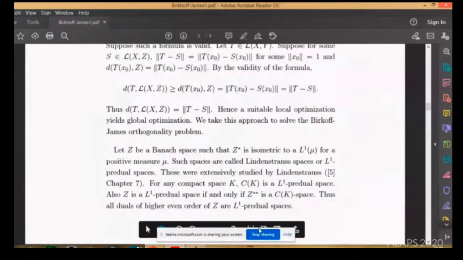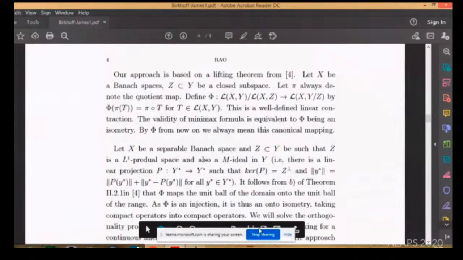And these are spaces that were essentially studied by a well-known, and of course a great, functional analyst, Joram Lindenstrauss. Lindenstrauss has studied it, and his monograph is called Extensions of Compact Operators. So it is clear that somehow these are the kind of setup where you would like to solve the kind of optimization problems that I am looking at. So I look at this class of Banach spaces to solve this problem.